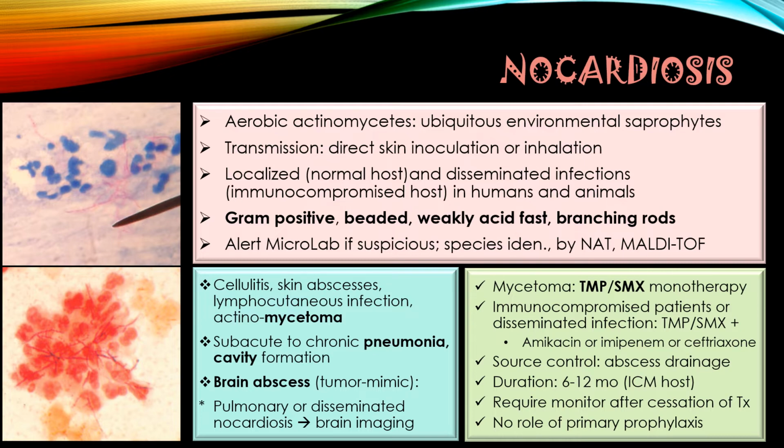If you see pulmonary nocardiosis and maybe other organs are involved, brain imaging may also be needed to check for brain abscess from this organism, because the treatment duration may be extended if there is CNS involvement. About the pneumonia, this pathogen can cause cavitary pneumonia like tuberculosis. It is subacute to chronic, so you can mistake it for TB, or a chronic bacterial pneumonia that is refractory to antibiotic treatment.